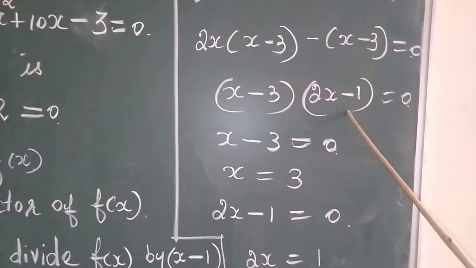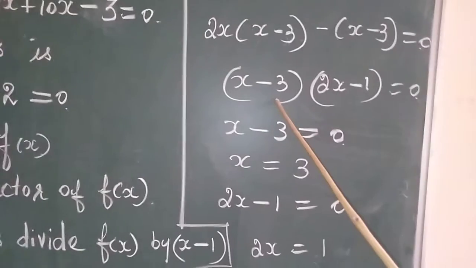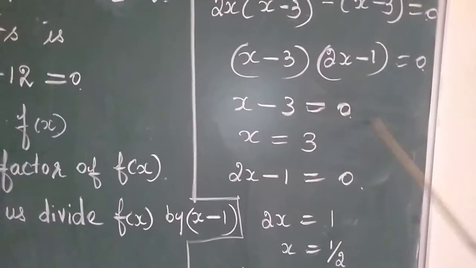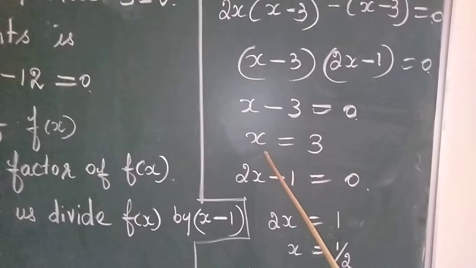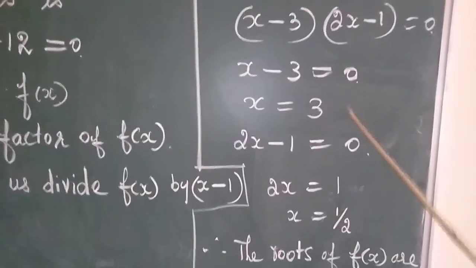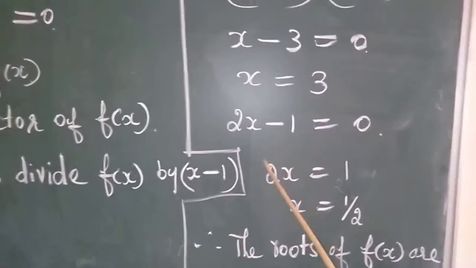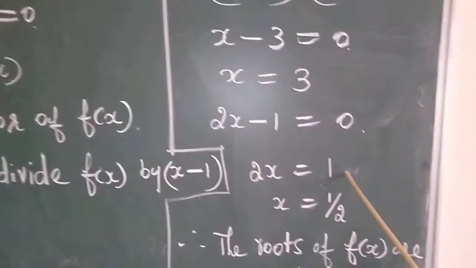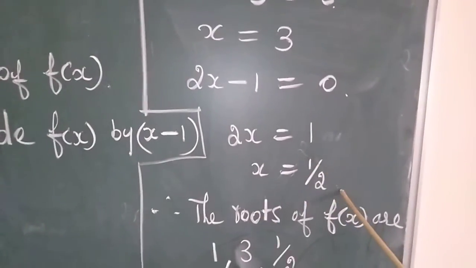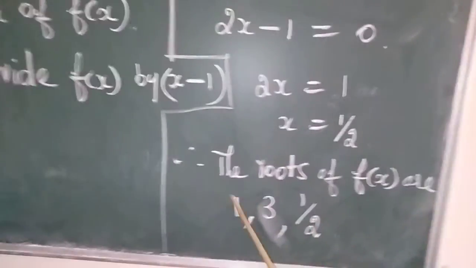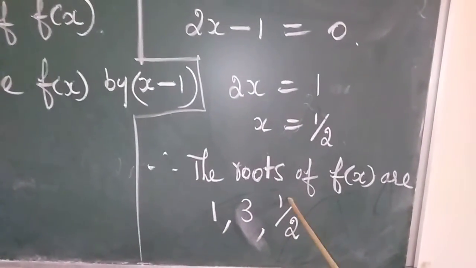Now we got the two factors. We are going to equate each factor to 0. So x minus 3 is equal to 0. From here we are getting x equal to 3. The next one, 2x minus 1 is equal to 0. Therefore 2x is equal to 1, x is equal to 1 by 2. Therefore, the roots of f of x are 1, 3 and 1 by 2.